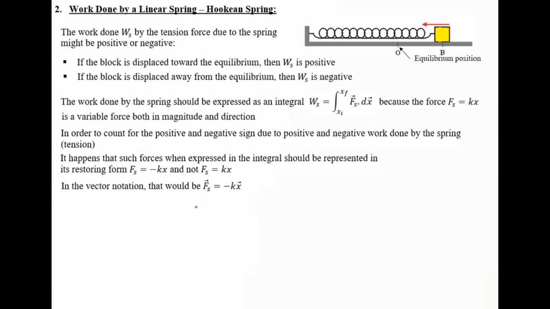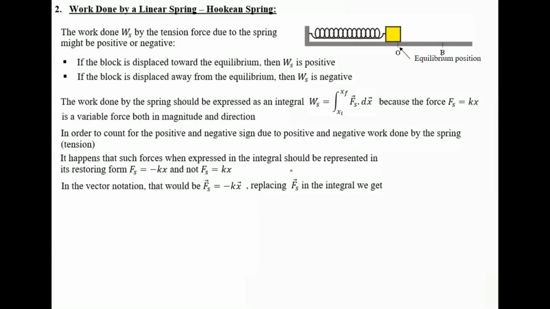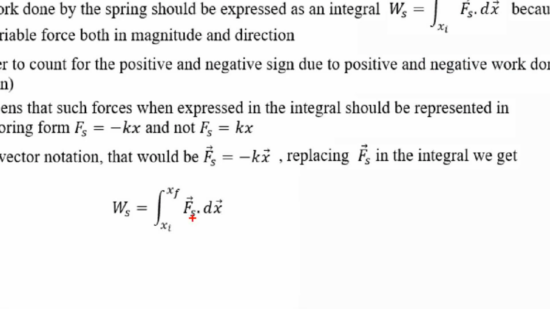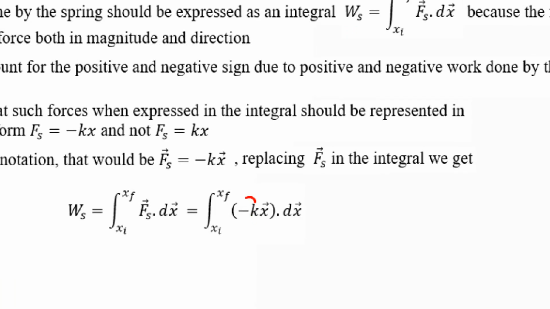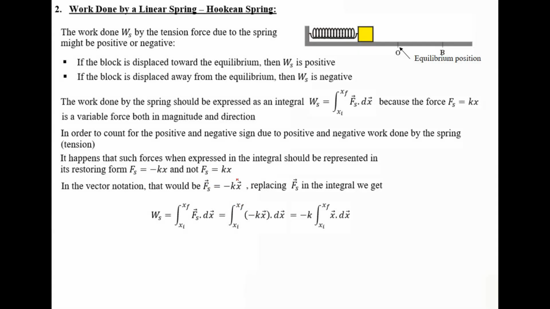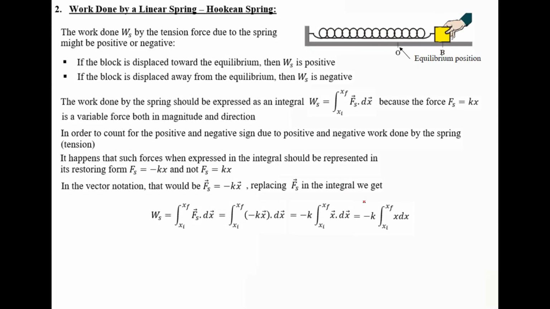In vector notation, that would be represented as F as a vector is given by minus kx. Replacing F_s in the integral, we would get the dot product between the force of the spring and dx. So we would have minus k, which is a constant and can be pulled out, and that would be x dot dx. Independent of the direction of x and dx, we're assuming that they are in the same direction, and that would be minus k integral from initial position to final position of x dx.